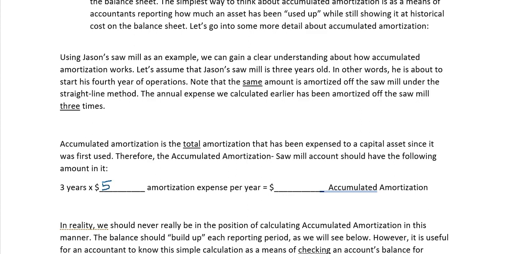So we're going to have $50,000 of amortization expense each year for the sawmill. And we're going to go 3 years times 50,000 per year. It'll give us 150,000 of accumulated amortization for the sawmill at the start of year 4.